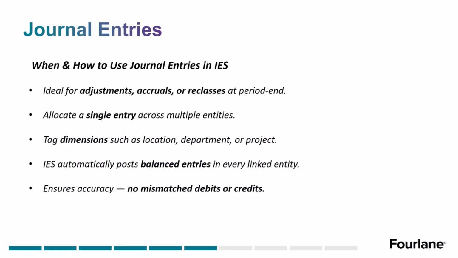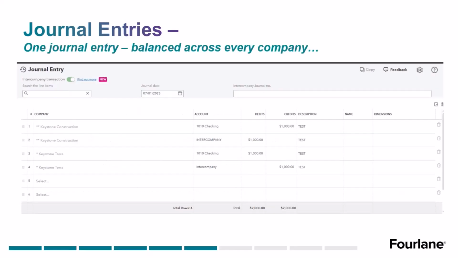You can enter a single journal entry and then allocate it across multiple entities, either by percentage or by fixed dollar amounts, just like we did in the bill. When you click Save, IES automatically creates and posts the matching entries in every linked company, keeping everything in balance. What's more, you can assign dimensions such as location, department, or project for deeper reporting. That means those adjusting entries not only stay balanced, but also stay visible in the right reporting context. And that's what we see here.